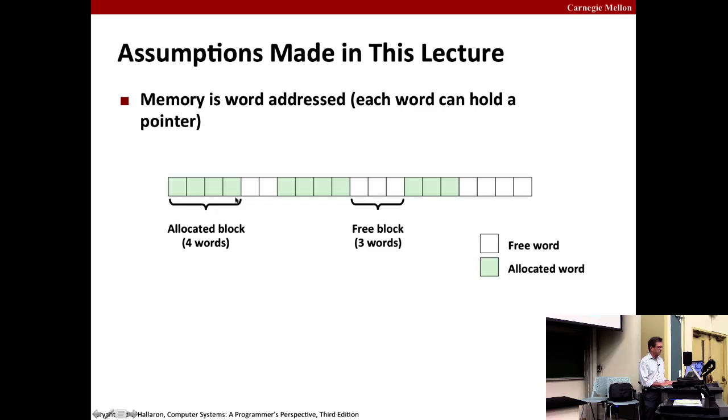So here we have a portion of the heap which consists of a 4-word allocated block followed by a 2-word free block followed by another 4-word allocated block followed by a 3-word free block. And we'll indicate these free blocks by white, and we'll indicate allocated blocks with some shade of color.